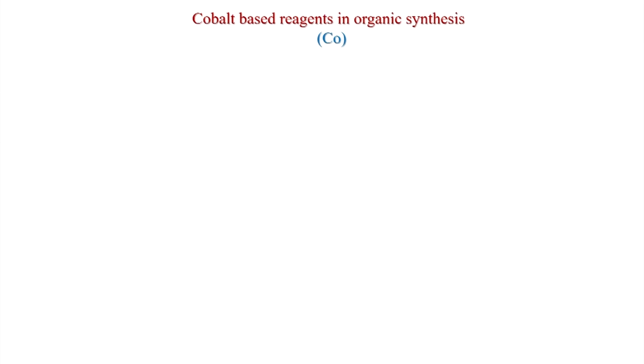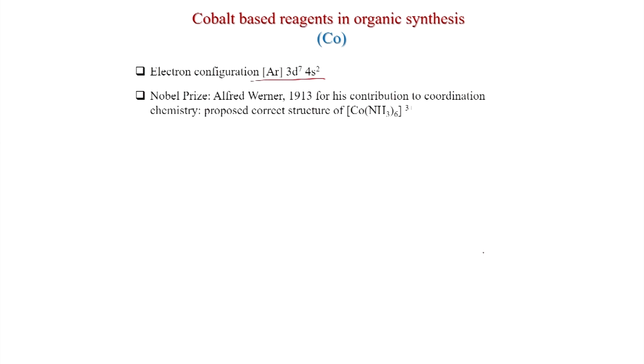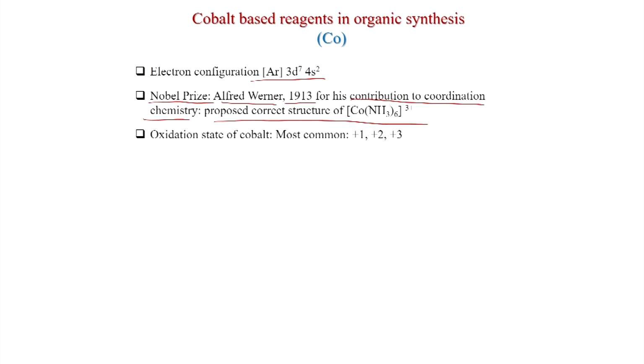So, now we will discuss cobalt based reagents in organic synthesis. The electronic configuration is argon 3d7 4s2, and the Nobel Prize was obtained by Alfred Werner in 1913 for his contribution to coordination chemistry, as he proposed the correct structure of [Co(NH3)6]3+. So, he proposed the structure and he got the Nobel Prize in 1913.